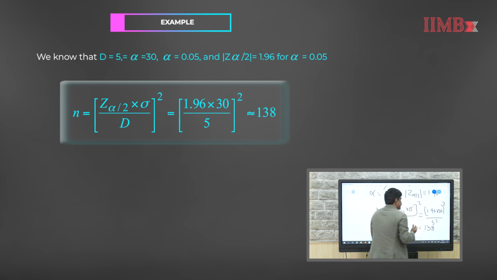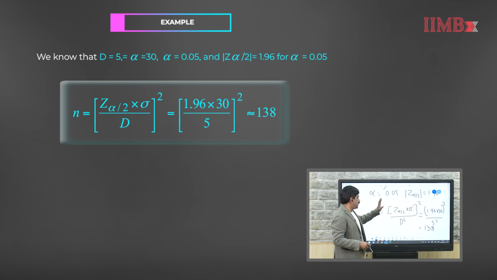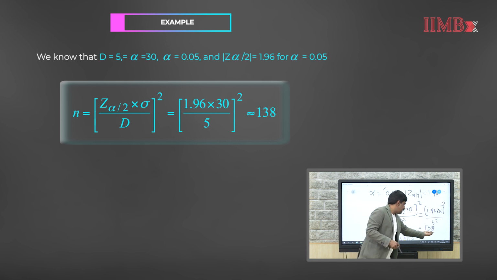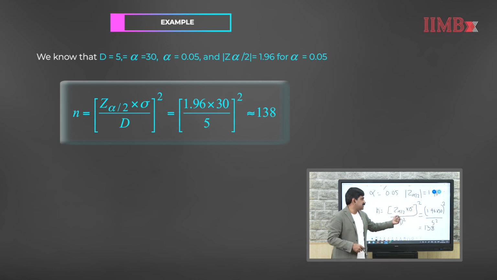138. So, basically if we are estimating the mean from a sample and we are saying that we need to have 95% confidence as well as the error in estimate should be at most 5, then we need a sample of size 138. That means we need 138 records to achieve the maximum error of 5 at 95% confidence.